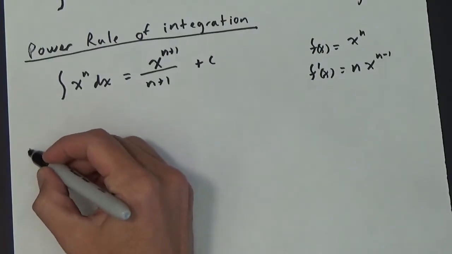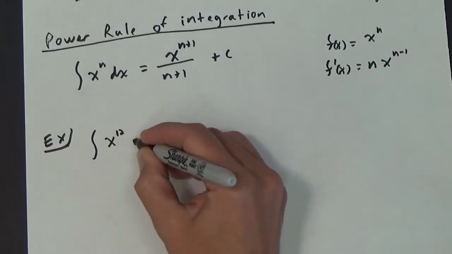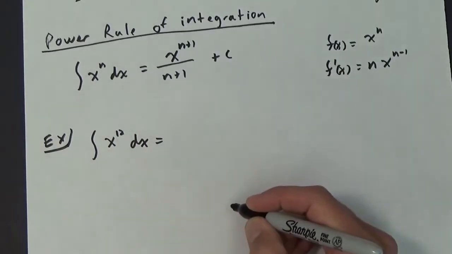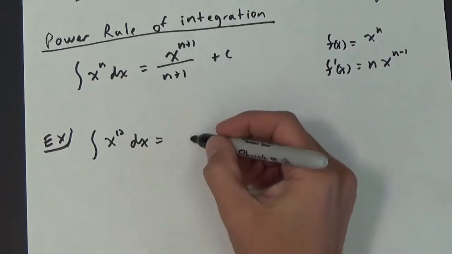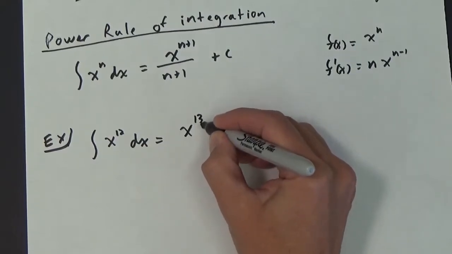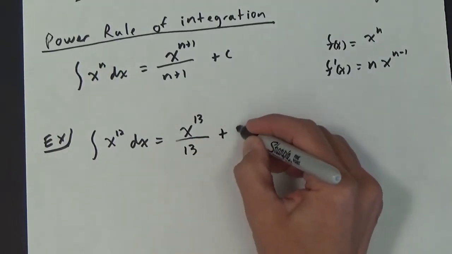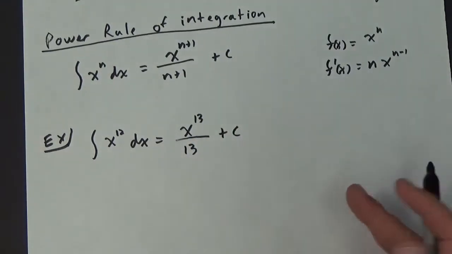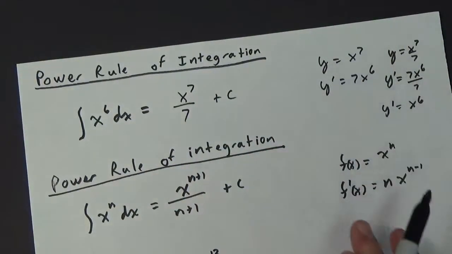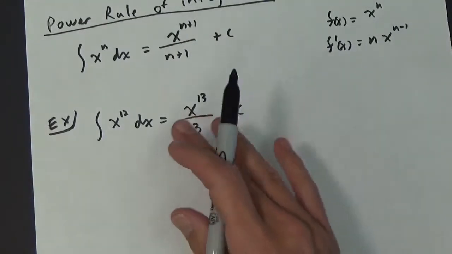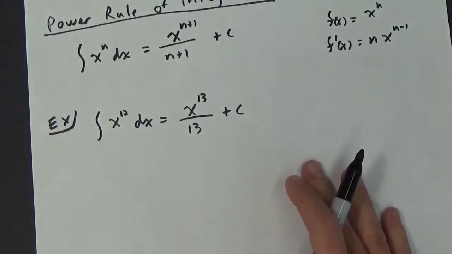Let's say we have, for example, what is the integral of x to the 12th dx? According to this rule, we're going to take whatever n is and add 1. So we're going to have x to the 13th, and then we divide by whatever that is, over 13 plus c. So that makes sense. Up here we had x to the 6th, so we added 1, x to the 7th, and then divided by 7. So that's the power rule. Instead of trying to guess, which in a way we're doing, we now can use this power rule.